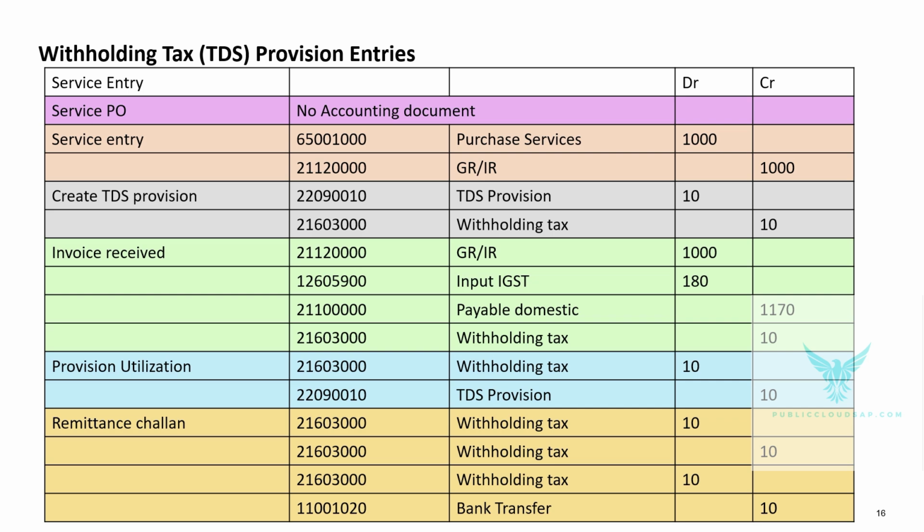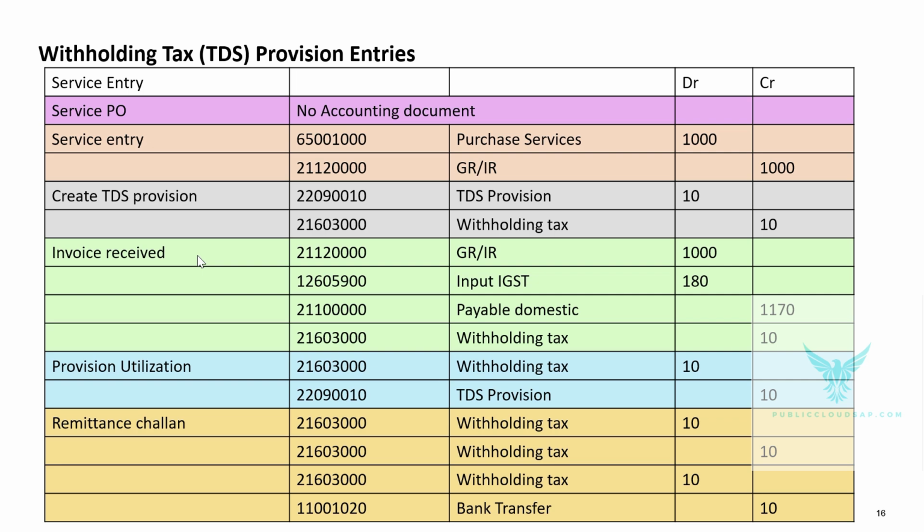Withholding tax TDS provision entries. So we need to understand this scenario properly. End of the month, right? We posted service PO and we posted service entry confirmation. The accounting document is purchased services debit to GRIR account, offset account 1000. But I did not receive the invoice at the end of the month. So now we need to create provision for this service entry, service receipt. So TDS provision account is debit and withholding tax account is credit, 10 rupees, 1% TDS on purchased services.